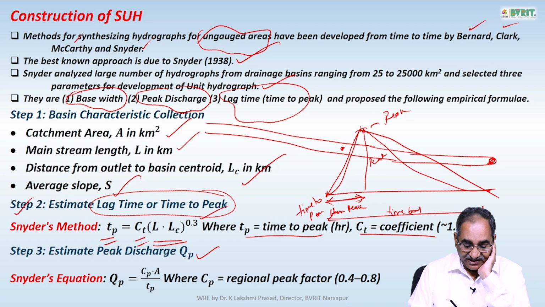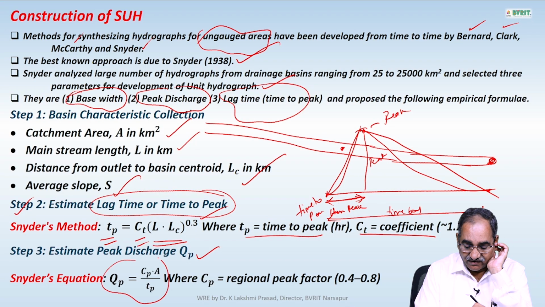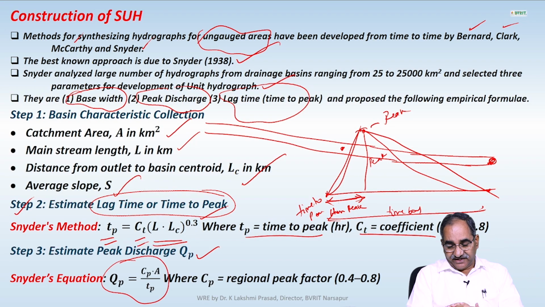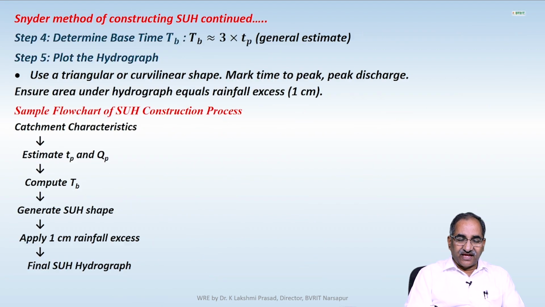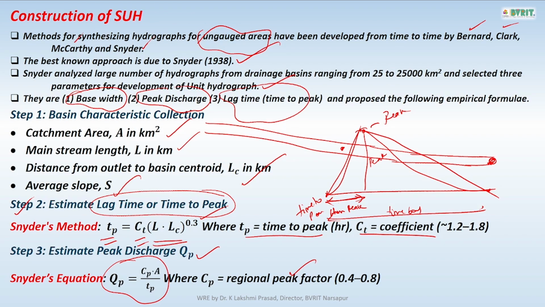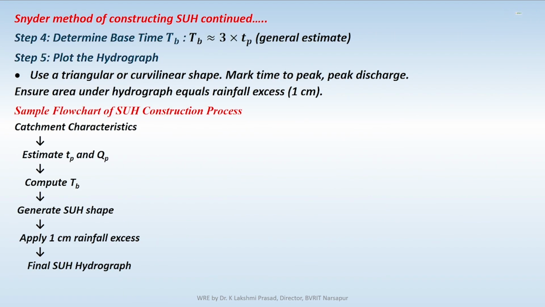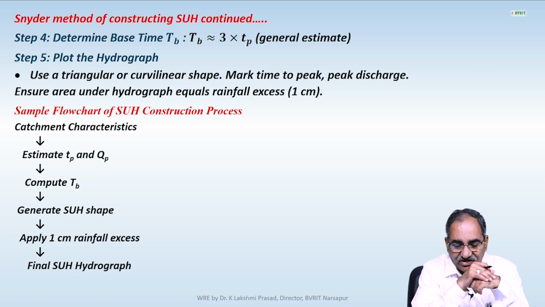Then we estimate peak discharge. Peak discharge is equal to Cp into A by Tp. What are these values? Cp is nothing but the regional peak factor, A is the area of the catchment, and Tp is the time to peak, which we have just found out. So using that you can find out the peak discharge. Number 2 is over. The last one is the Snyder method for constructing the synthetic unit hydrograph.